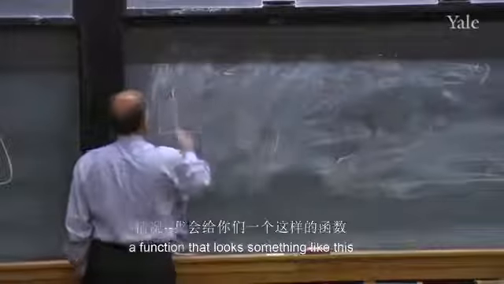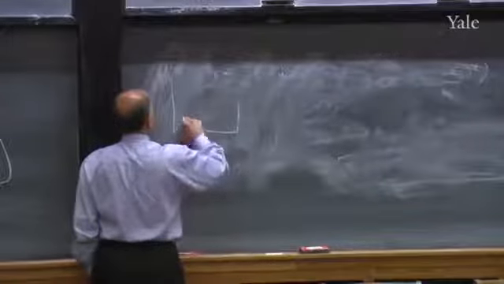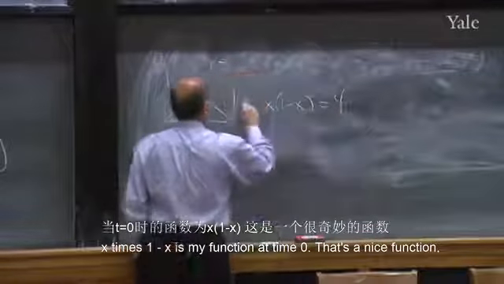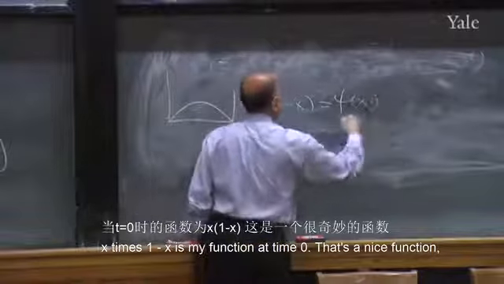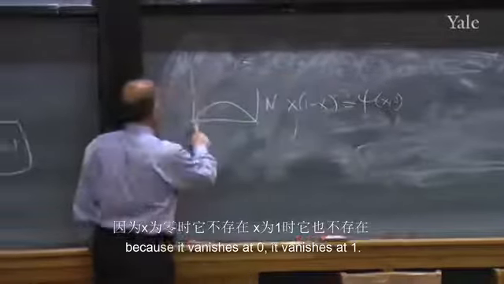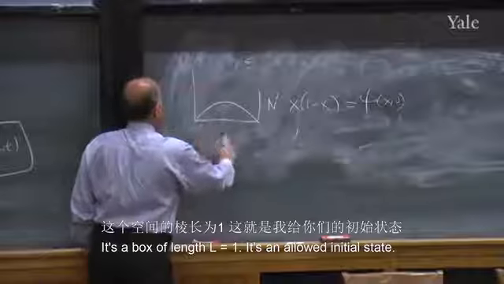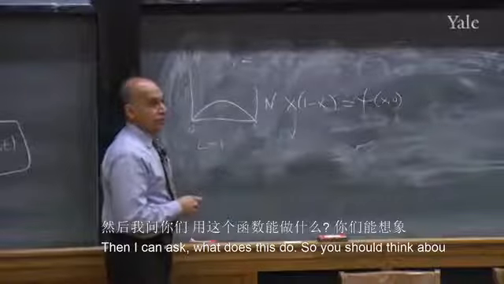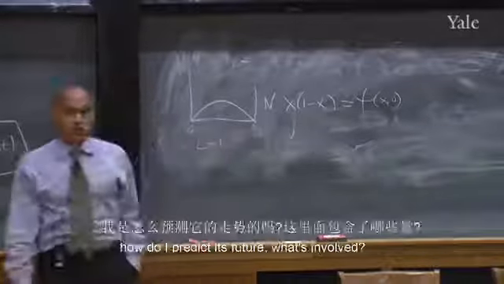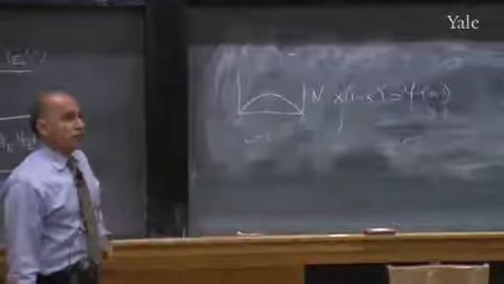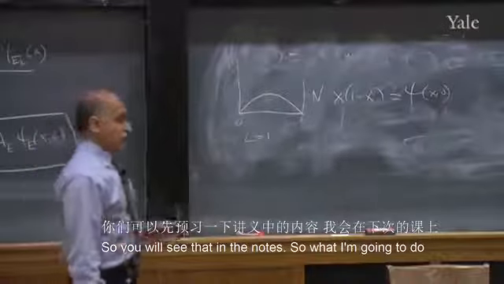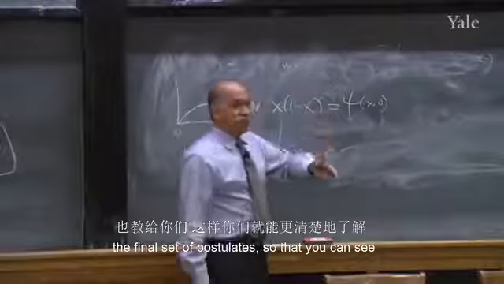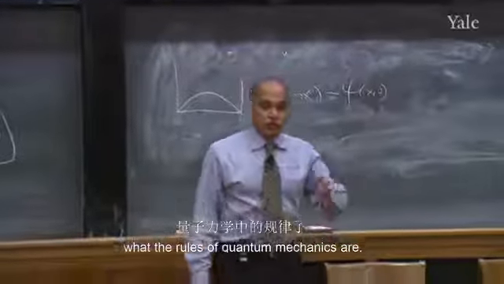So I'm going to consider next time a function that looks something like this. x times (1 minus x) is my function at time 0. That's a nice function because it vanishes at 0, it vanishes at 1. It's a box of length L equal to 1. It's an allowed initial state. Then I can ask, what does this do? So you should think about how do I predict its future, what's involved. You will see that in the notes. So what I'm going to do next time is to finish this problem and give you the final set of postulates so that you can see what the rules of quantum mechanics are.